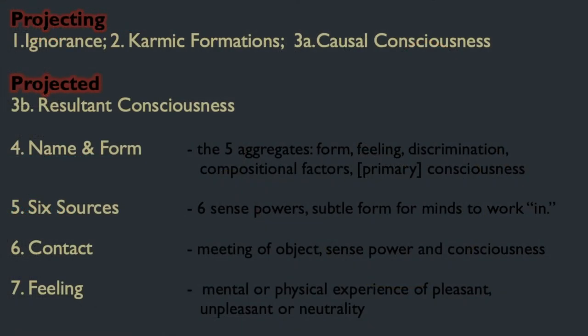So projecting factors are ignorance, karmic formations, and causal consciousness. Projected, resultant consciousness, name and form, which is the 5 aggregates, 6 sources, meaning the 6 sense powers, contact, meeting of outside, inside, and in between-ish, feeling, mental or physical experience of pleasant, unpleasant, or neutrality.